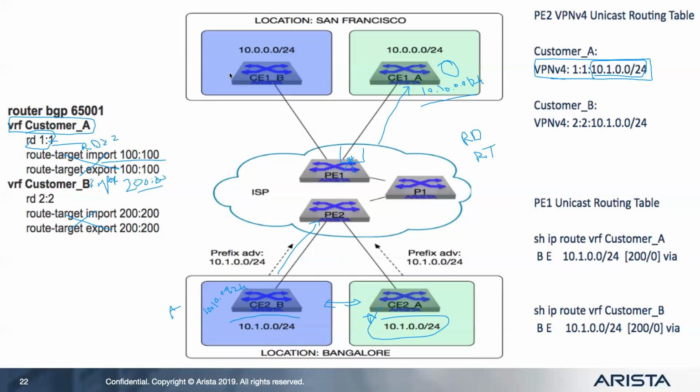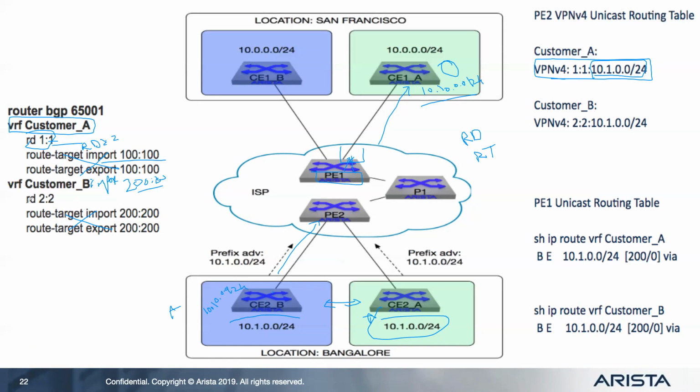Yeah, Vishal, just one question. Yeah. Okay, suppose P1 is receiving a 10 series subnet, because C1A and C1B, if both have the same RD value, say 10.0.0.0 with 1:1, instead of a different RD, if it is a conflicting same RD, how would P1 process it?